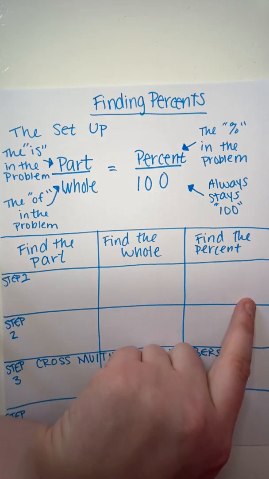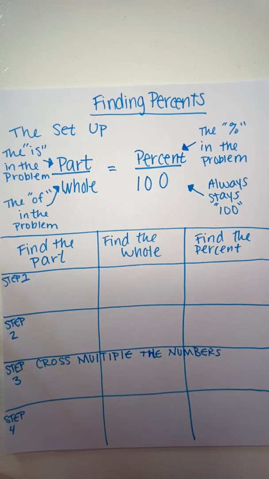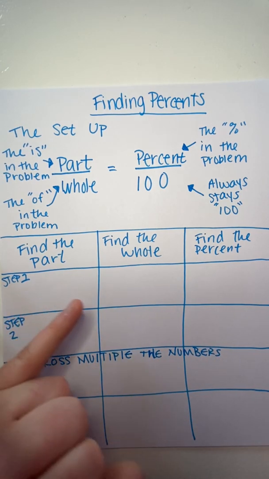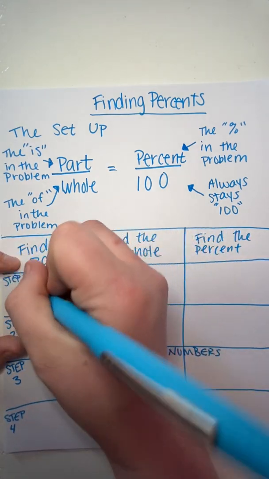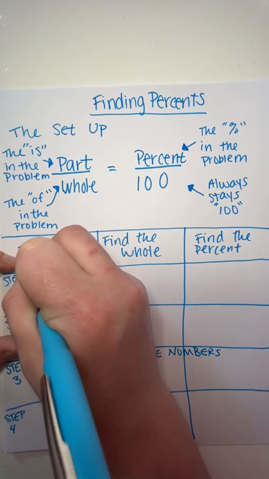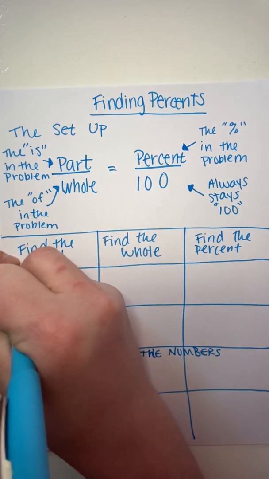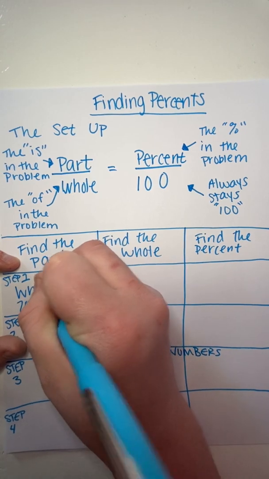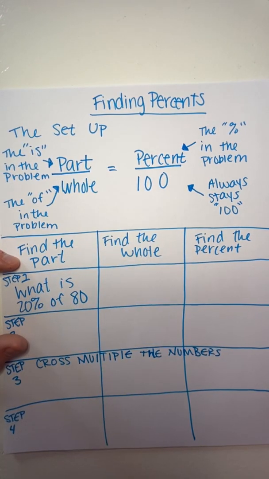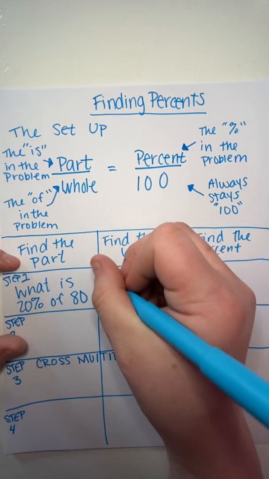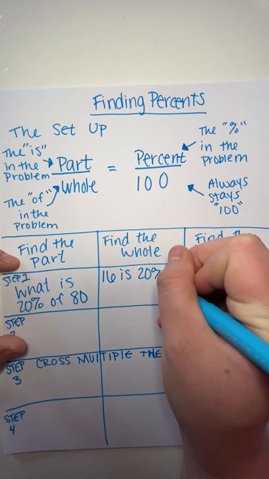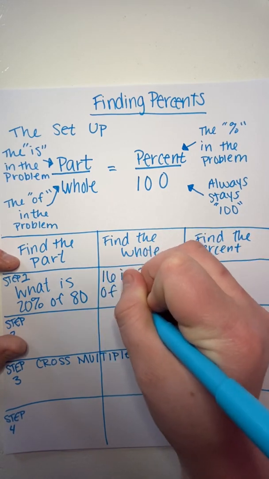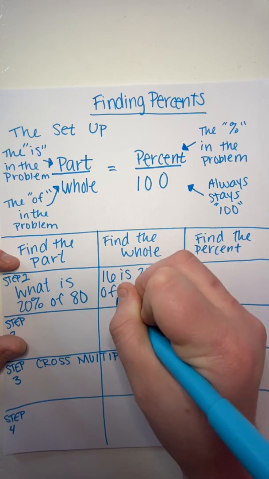So your first step is to look at the problem and decide what it is you're trying to find. Are you trying to find the part, the whole, or the percent? If you're going to find the part, the problem's going to say something like, what is 20% of 80? If you're trying to find the whole, it's going to say something like 16 is 20% of what number?